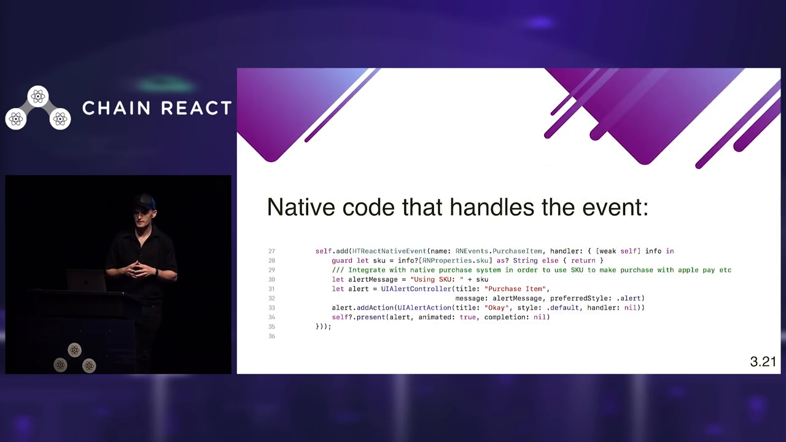So in this particular example in Swift, what we're doing is we're saying, hey, when we get a purchase item event, call this function. And in this particular example, I'm obviously not hooking it up to a real purchasing system. I'm just displaying a UI alert dialog, right?